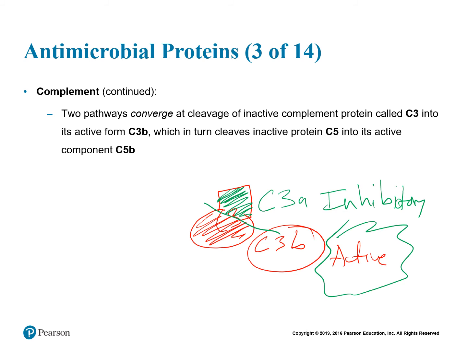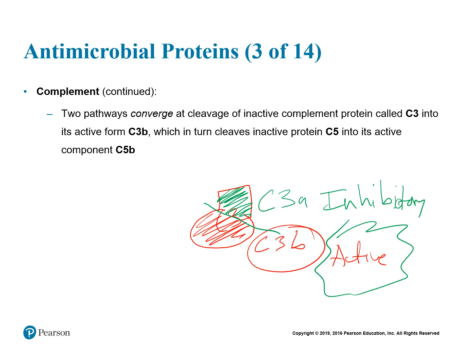Once C3B is activated, and C3B is kind of an intermediate for a lot of different reactions or pathways, it goes and activates protein C5. Again, C5 is the same thing. You have a C5A and a C5B.